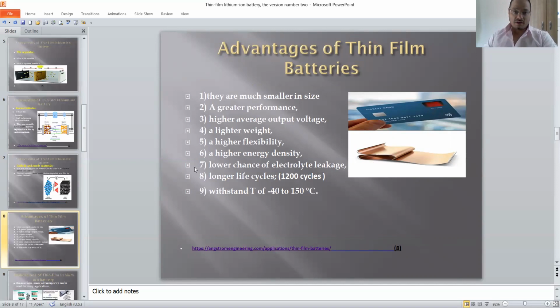Now let's come back to the other advantages. Low chance of electrolyte leakage. Long life cycle, wow, reaching 2,200 cycles; after that there will be losses, but 1,200 cycles is not a small number at all. It can withstand temperatures from minus 40 to 150 Celsius. That's a huge range.